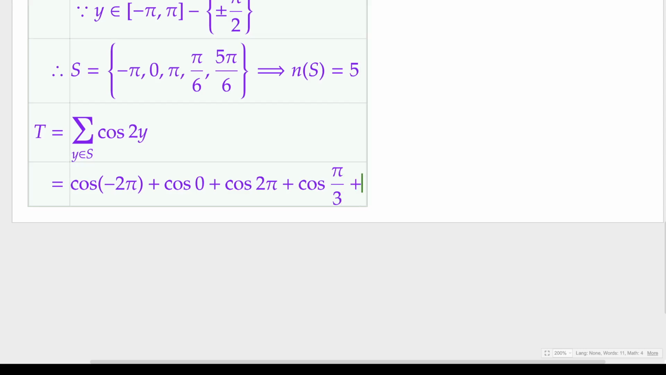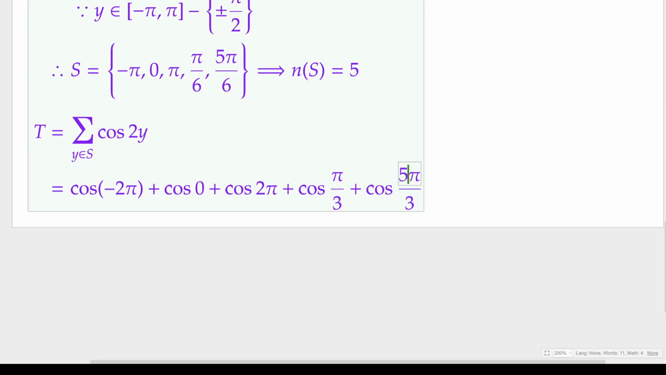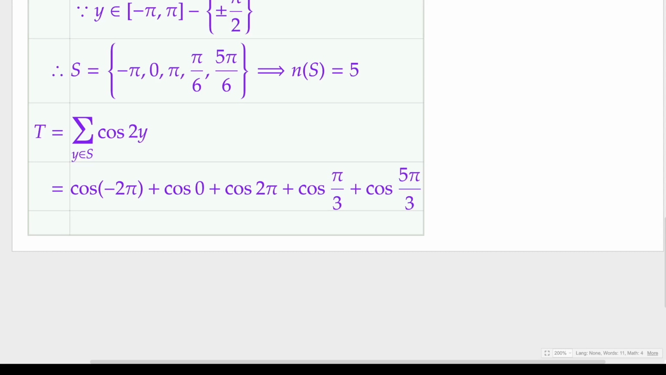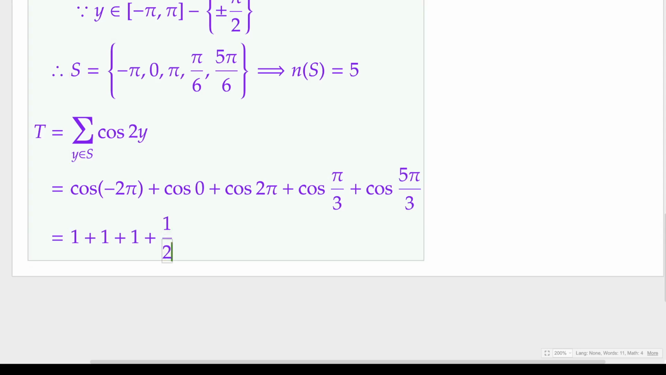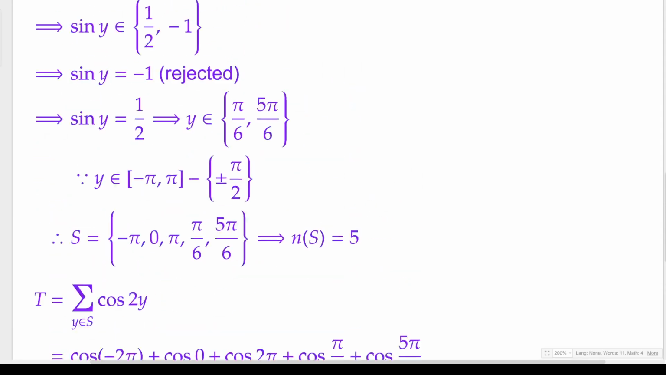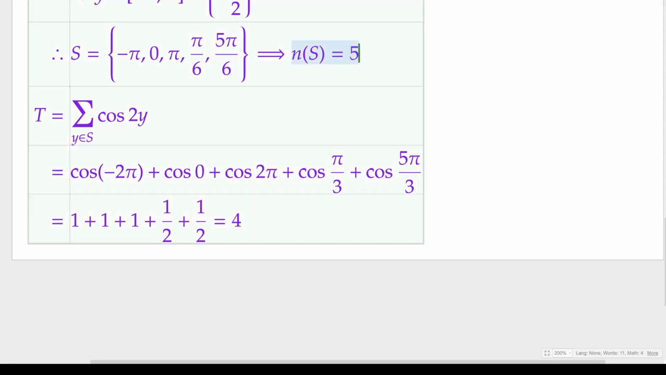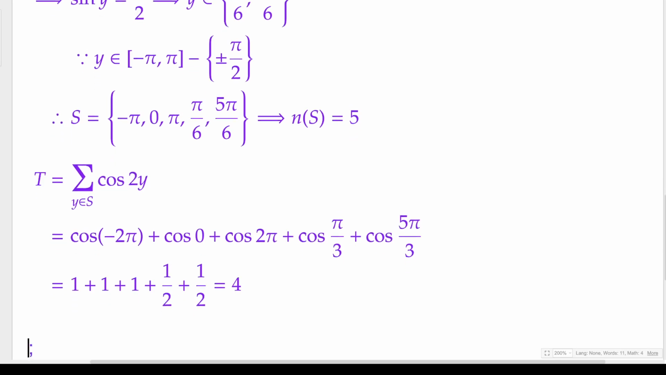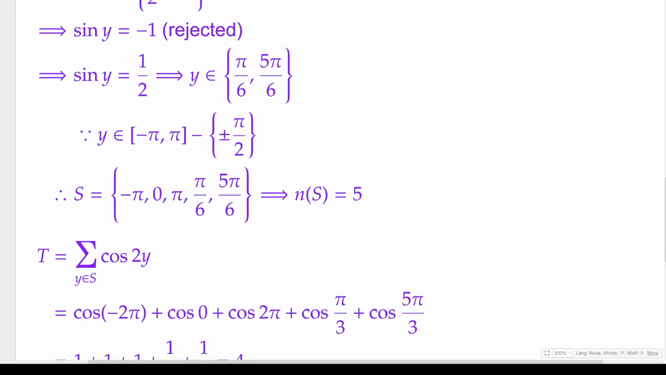And then this will be 5 pi over 3, and let me just substitute these values now. So this value will be 1, plus cosine of 0 is 1, this is again 1, and cosine of pi by 3 is half, and again this is also half. On computing this, I will get the number as 4. So the number of elements present in set S is 5, and for this t I got the answer as 4. Now finally I will be writing my final answer.